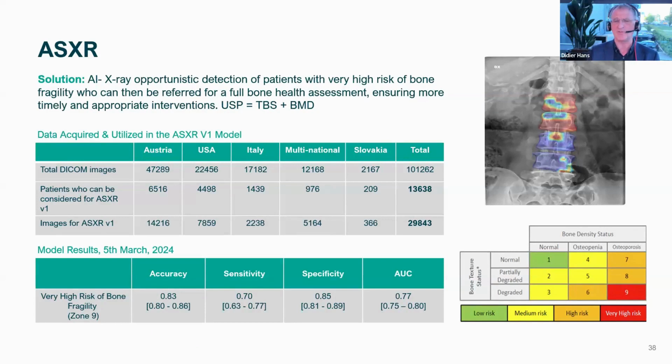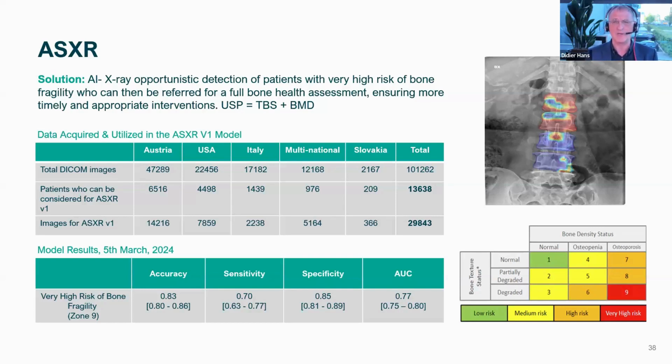So for the next slides, I'm talking about the A6R. I told you before about the opportunistic screening. We've been lucky enough to gather quite a lot of data from around the world, totalizing about 100,000 scans. And just for the A6R from the spine to start with, we have almost 30,000.